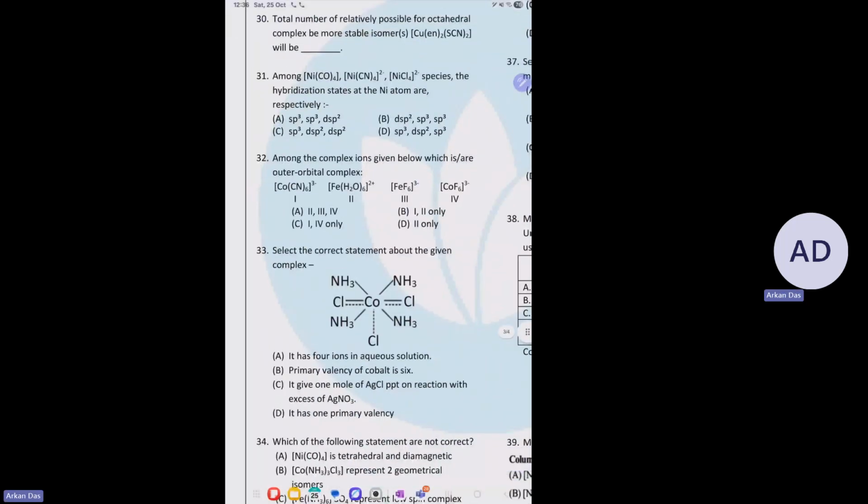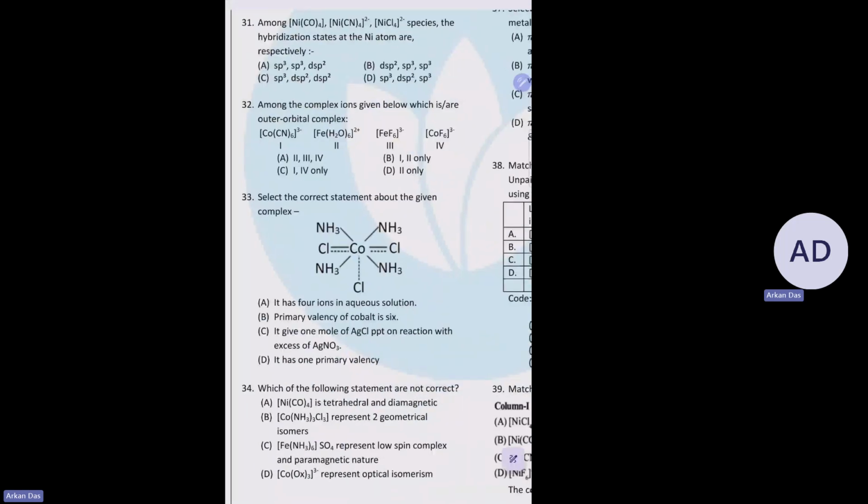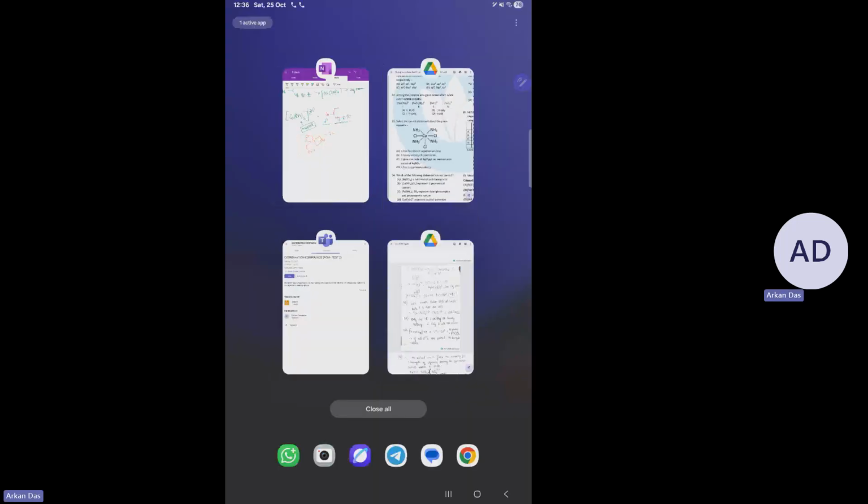And next is given as Werner's theory. According to Werner's theory, the diagram has been drawn. They are asking us to find out the correct statement. Here, in this statement, there is one Cl acting as primary valency. So only one Cl will give 1 mole of precipitate, because the other 2 Cl are acting as both primary and secondary valency. Hence, only 1 mole of precipitate occurs when you react with AgNO3. So option C is correct.